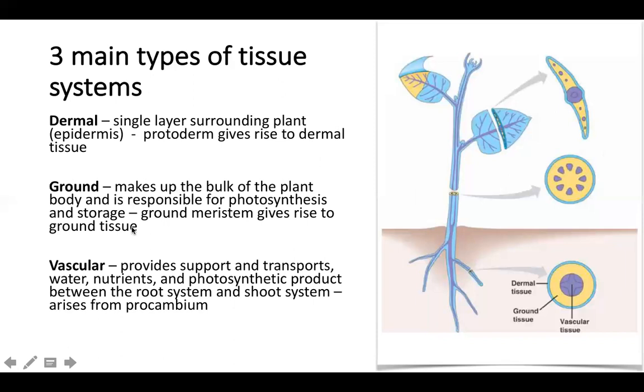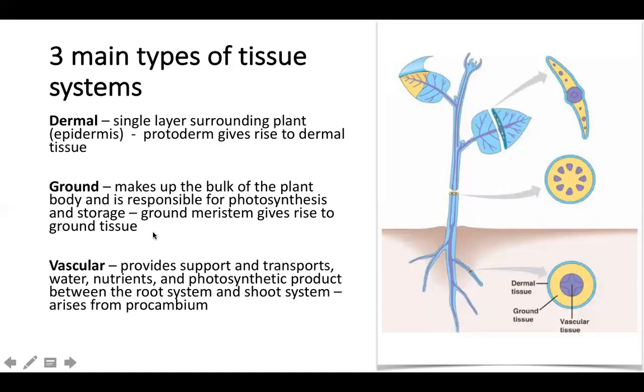The ground tissue system, which we see in yellow here, makes up the bulk of the plant and is responsible for photosynthesis and storage. It's good to know. On this slide, I also have how these systems arise. Ground meristem gives rise to our ground tissue. And then we have our vascular tissue, which provides support and transports water, nutrients, and photosynthetic product between the root system and the shoot system. This arises from the procambium. Our vascular tissue is seen here in purple, and you can see it differs between the root and the stem.